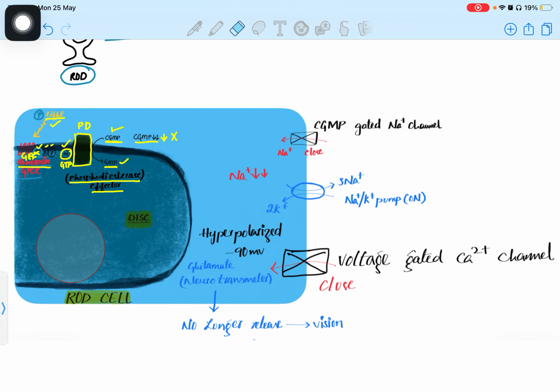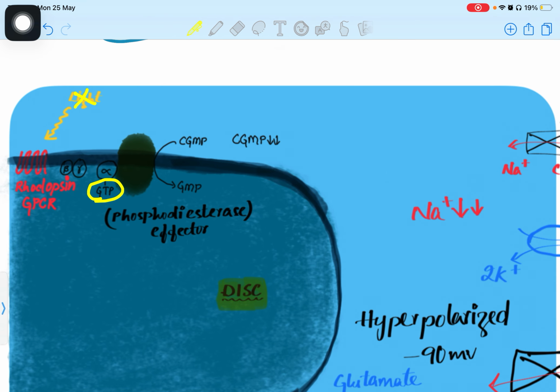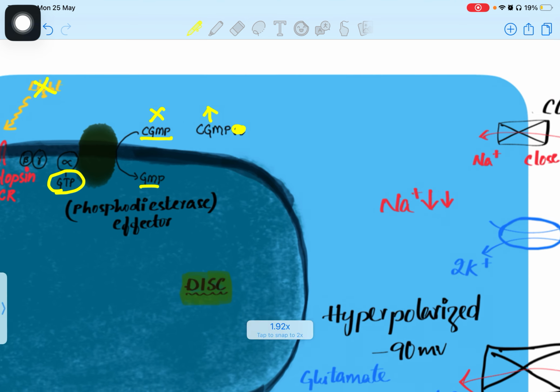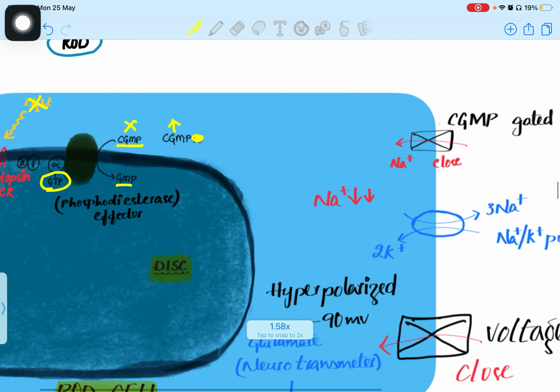But if we are in the dark condition, what will happen? Let's try to understand. In the dark condition, the rods are not getting light and we won't be able to see the things around us. So there is no light, and no alpha subunit activation, meaning GTP will not bind the alpha subunit, so cGMP will not be converted to GMP, and the cGMP concentration will be high in this condition. We are talking about when the light is not present.